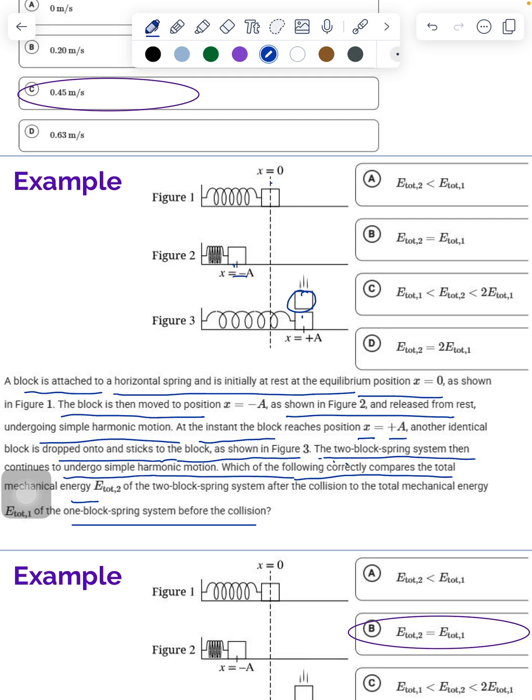Well, E total 1 is, again, given by 1/2 Ka squared. So we're going to have -A, but it's just going to be positive because of the square. So we have that. Now, even though another block is dropped on, E total 2 is still brought back to a +A squared. So we're just going to have the exact same number.